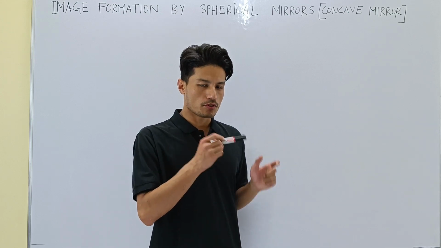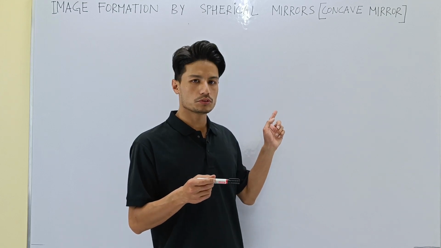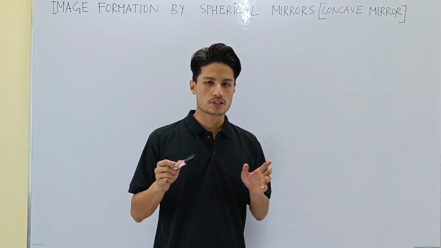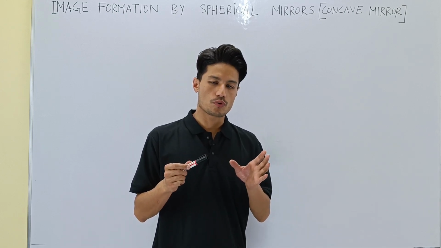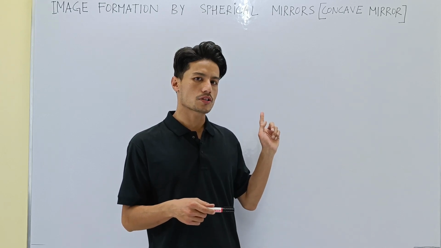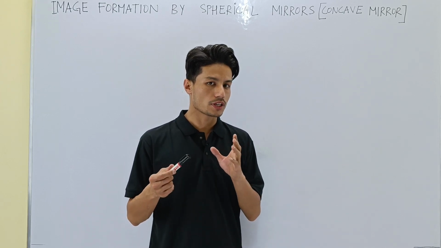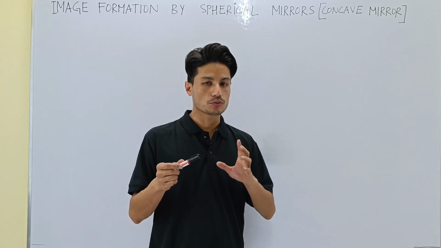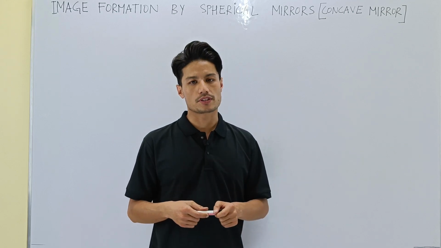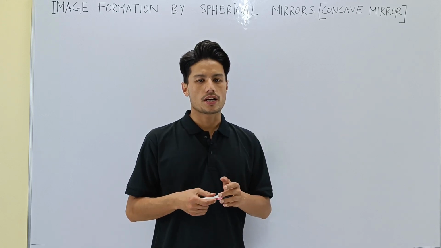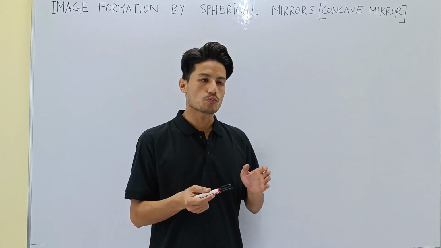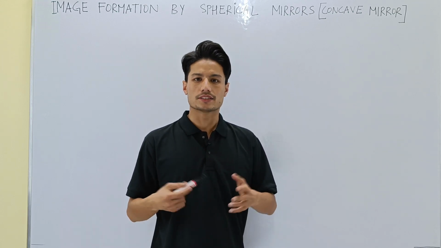If you don't know how to do this, then I request you to go and watch the previous video, where I have explained the rules. You have to be thorough with the rules first. Once you are thorough with the rules, this becomes very easy. Watch that video first so that you get a solid concept of how to draw, because we will be using those rules to draw the ray diagrams only. Then watch this video so that you will be able to understand better.